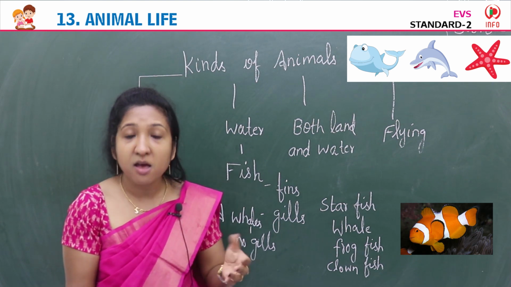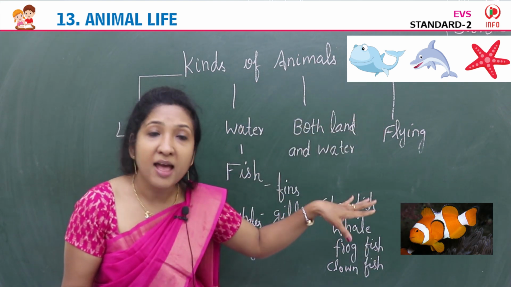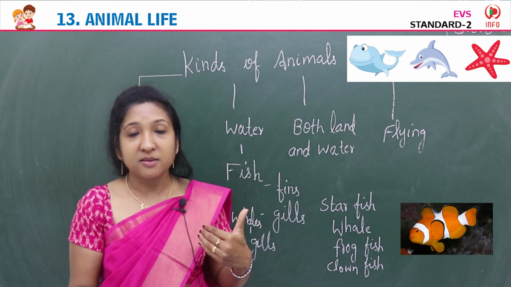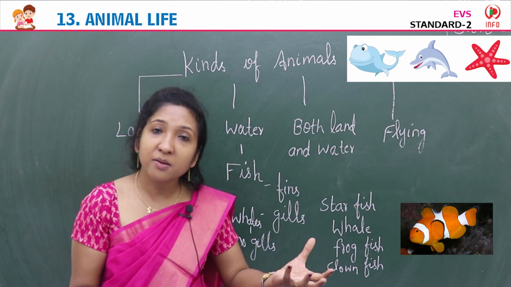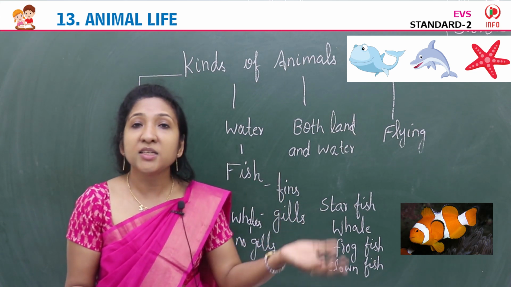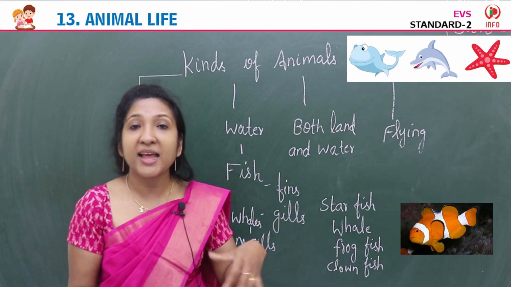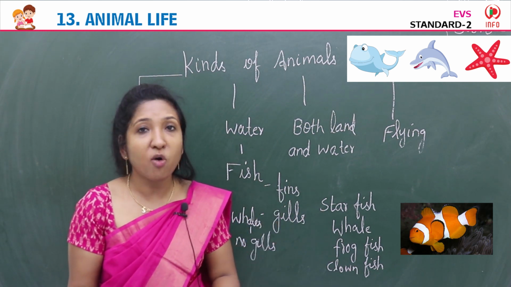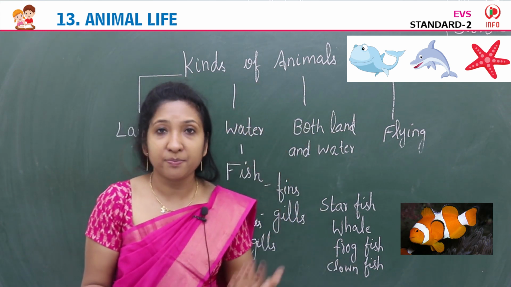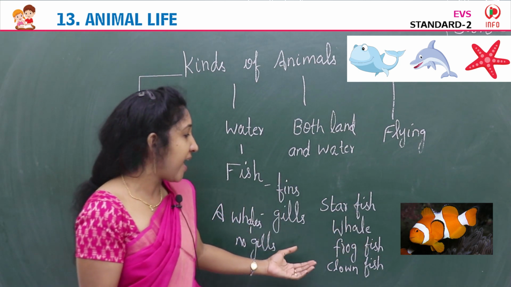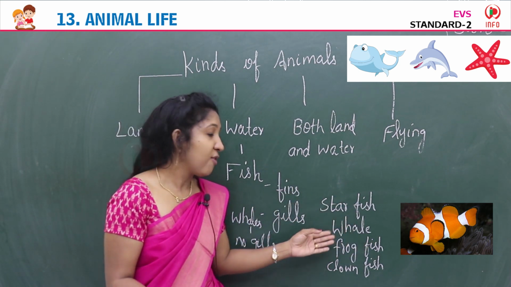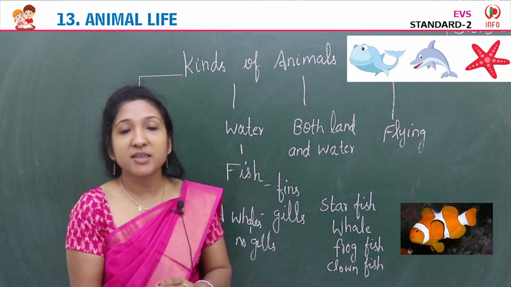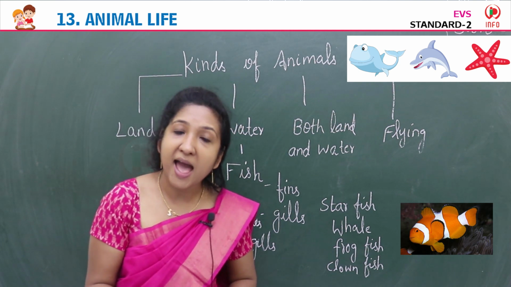So fish lives in water. It has fins which help it to swim in the water, and it has gills which help it to breathe underwater. But whale, it lives in water, the biggest water animal, but it does not have gills. It has fins to swim, but it does not have gills. So it cannot breathe underwater. It comes up and it breathes. And other water animal examples: starfish, whale, frogfish, then clownfish.